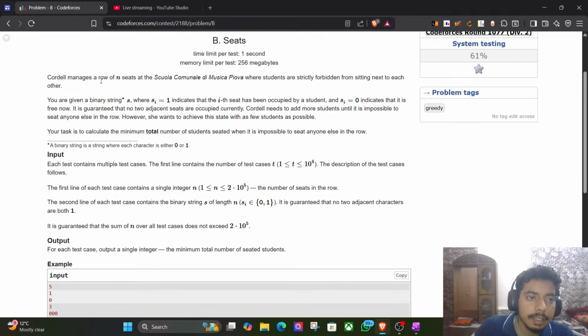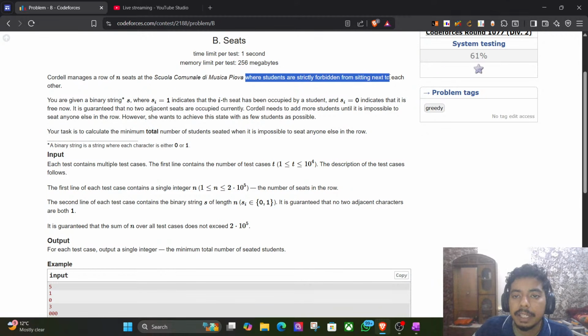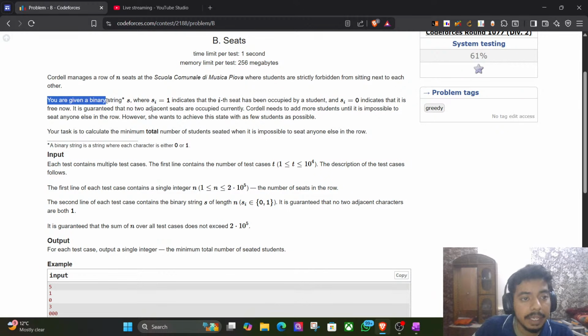So in this problem, Cordell manages a row of n seats where students are strictly forbidden from sitting next to each other. You are given a binary string S, where Si equals 1 represents the ith seat is occupied by a student, and Si equals 0 indicates that it is free. It is guaranteed that no two adjacent seats are occupied currently. Cordell needs to add more students until it is impossible to seat anyone else in the room.